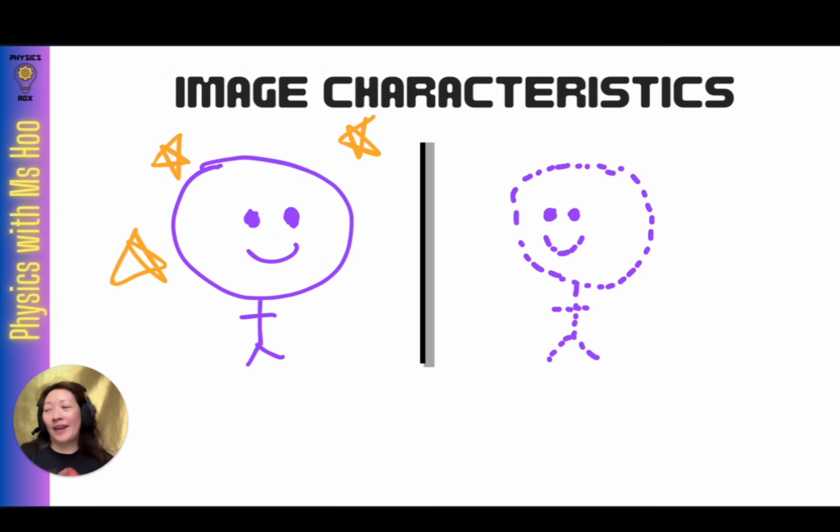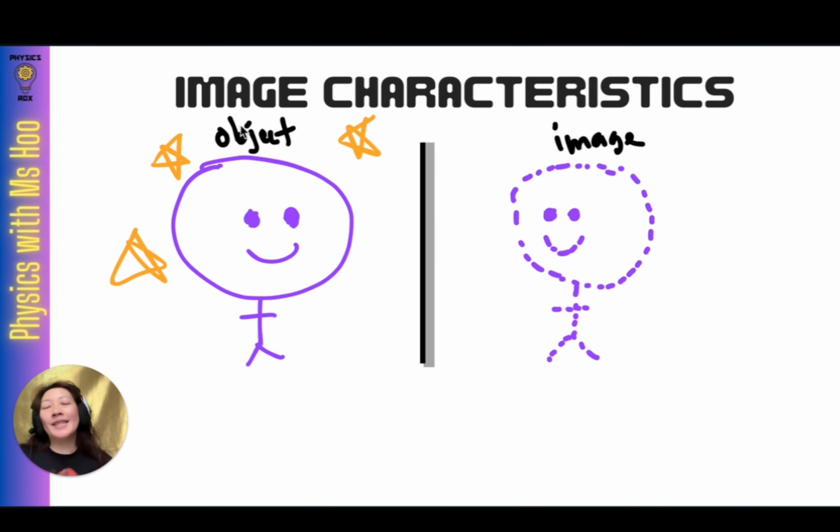So the real thing is known as the object. I'm going to label here, this is the object. What we see in a mirror is known as the image. In everyday language, we call that the reflection. But in physics, we say it's an image because it is something that is formed due to a light phenomenon known as light reflection. So to differentiate between the real thing and the copy, the real thing is known as the object and the copy is the image.